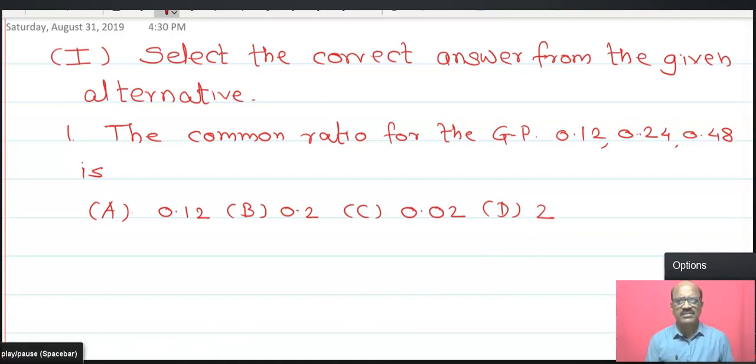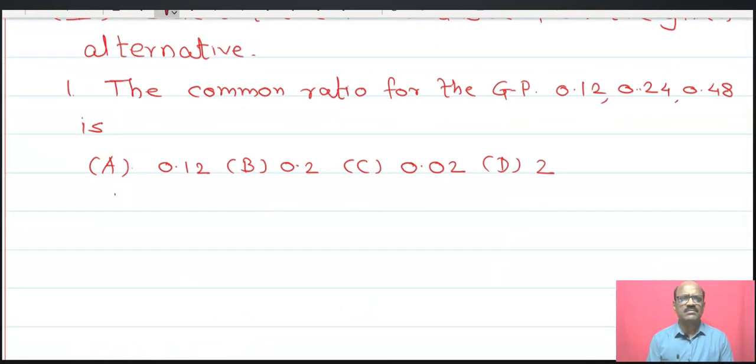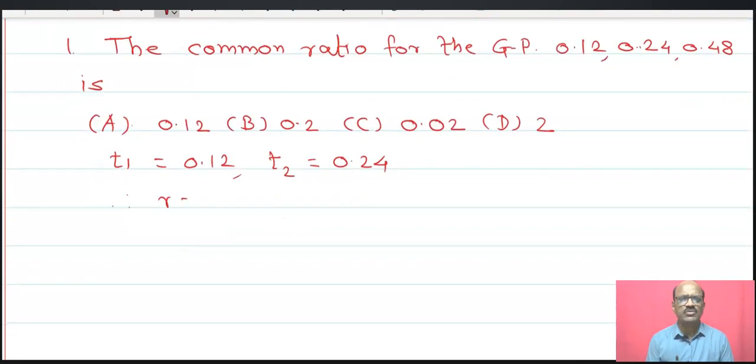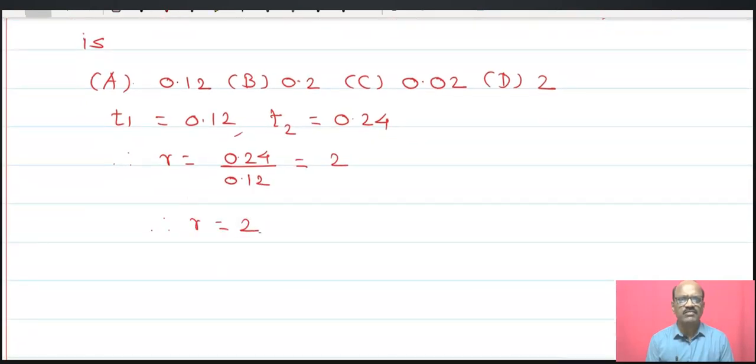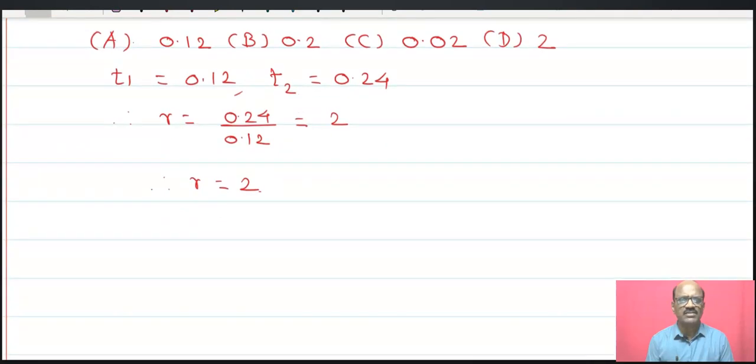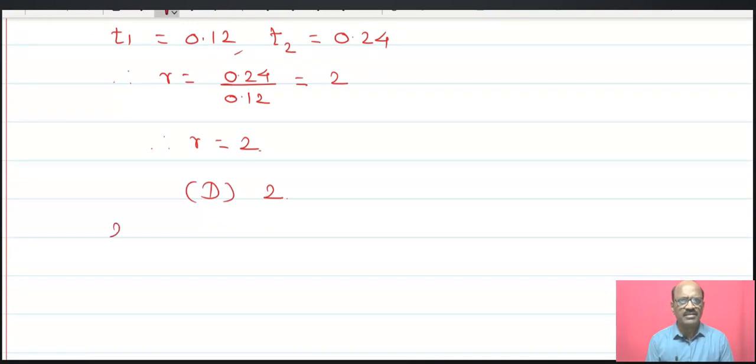Now see this. Here T1 is equal to 0.12, T2 is equal to 0.24, therefore R is equal to 0.24 upon 0.12, which is equal to 2. And now I am making this in a new way, so that I will first explain how the example is solved, and then you see the steps.